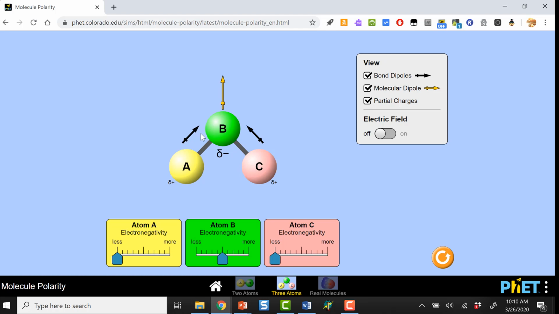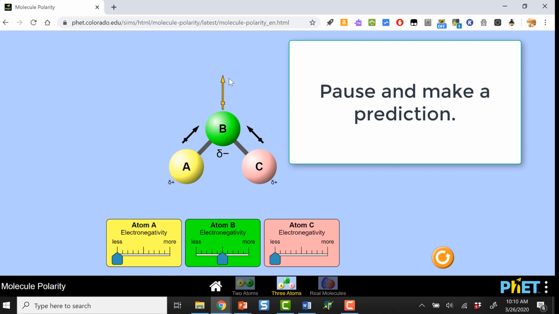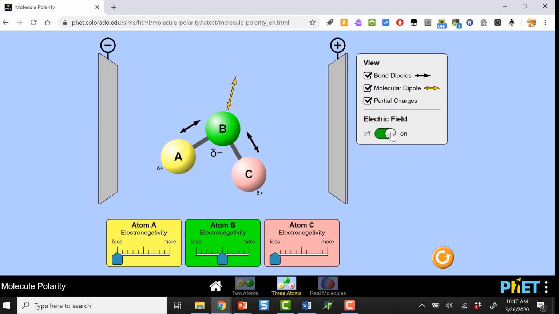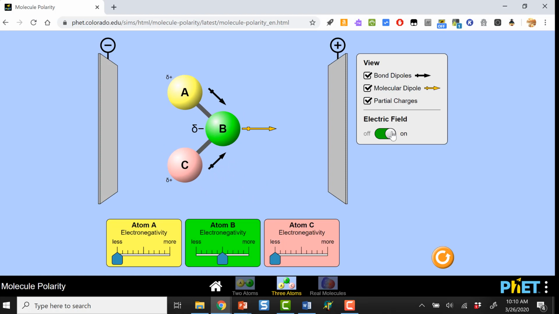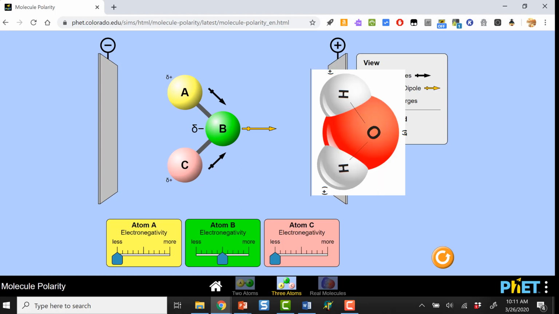bond dipole here that's pointing up and to the right, a bond dipole over here that's pointing up and to the left. Right and left kind of cancel each other out, making there be just an upward dipole. So the overall dipole for the molecule is up. And if I turn on the electric field, you can see that the overall dipole is the one that's pointing towards the positive plate. This is actually a heck of a lot like what happens with water. The hydrogens would be represented by atoms A and C, and the oxygen is represented by atom B. Oxygen is more electronegative, so it gets the electrons in the bonds more often than the hydrogens.